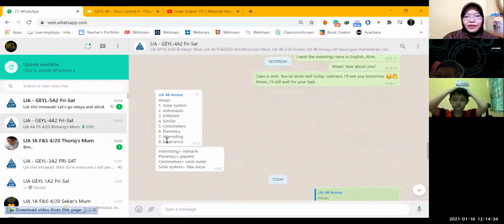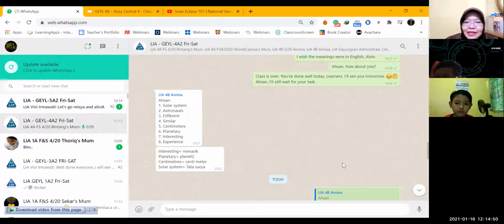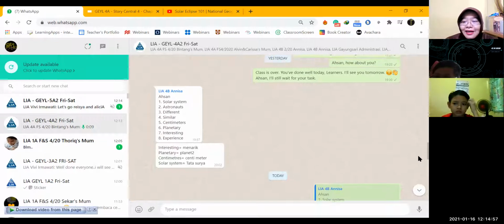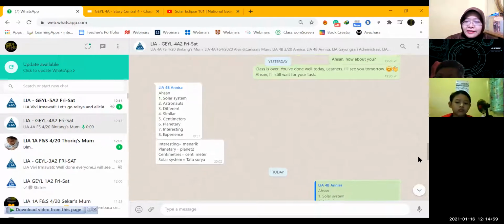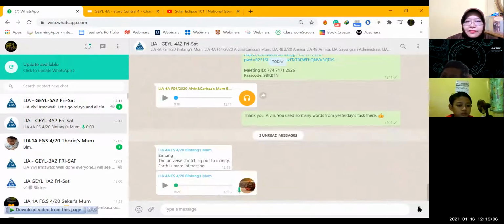There you go. You have interesting, experience, planetary, centimeters. Something simple. My ruler is 30 centimeters. That's it. It's easy, right? I don't know why it takes so long. Another example is experience. I have an experience. I have a bad experience with a car, for example.